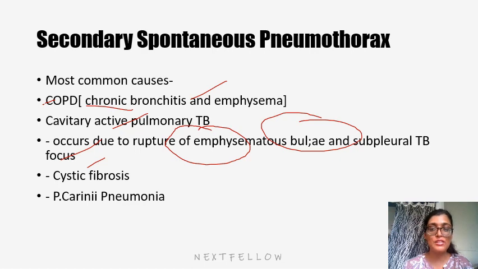So the major differentiation point between primary spontaneous pneumothorax and secondary spontaneous pneumothorax is that primary spontaneous pneumothorax is the pneumothorax in which the underlying lung is absolutely normal. There is no underlying lung disorder. But in secondary spontaneous pneumothorax, there is an underlying lung disorder, especially COPD or tubercular focus. Other causes which they might mention will be cystic fibrosis and pneumocystis carinii pneumonia.